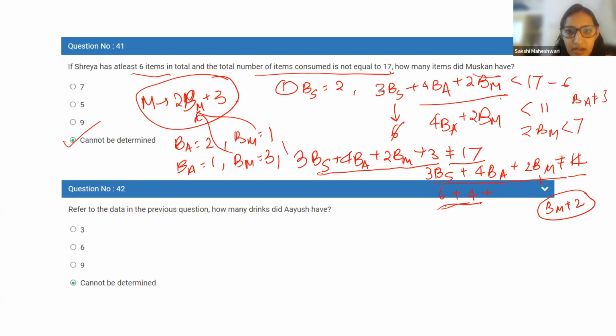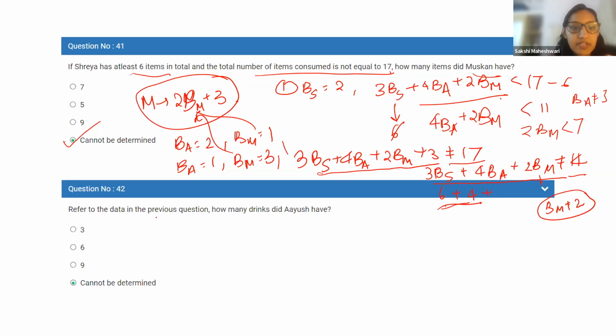But how to reduce the solving time? See, this will come with practice, okay? When you are done with the concepts and you solve multiple sets, you'll be able to understand, you'll be able to grasp which concept to apply, okay? So just practice as many sets as possible.